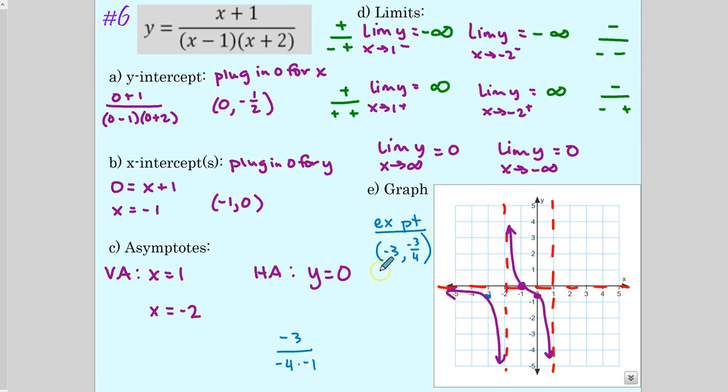And then for another extra point, let's use x equals 2. And that gives us 3 over 1 times 4. So that's 3/4. So we can plot that point. And then according to our limits, to the right of 1, we should be going up to infinity. So it looks like that. Okay, fantastic.